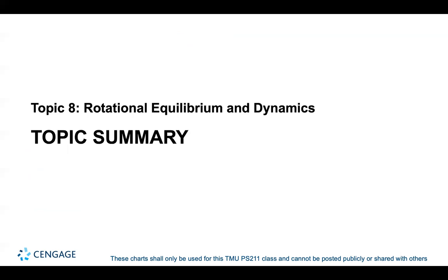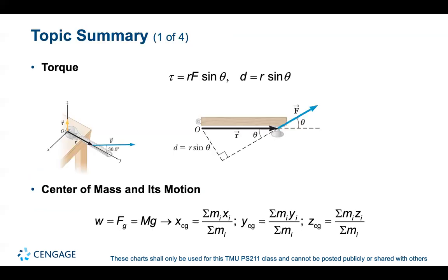Okay, we'll just do a couple of summary charts here. We talked about torque. Let F be the force acting on an object, and let r be a position vector from a chosen point O to the point of application of the force. Then the magnitude of the torque of the force F is given by the equation shown, where r is the length of the position vector, F the magnitude of the force, and theta the angle between F and r. The quantity d is called the lever arm of the force.